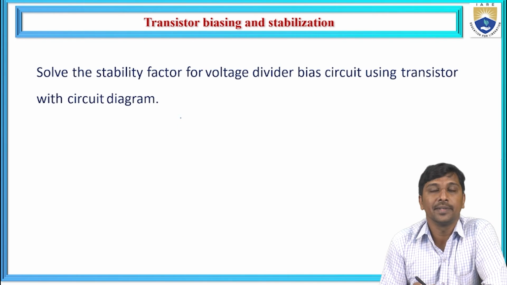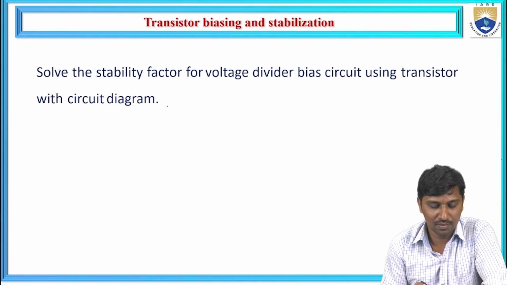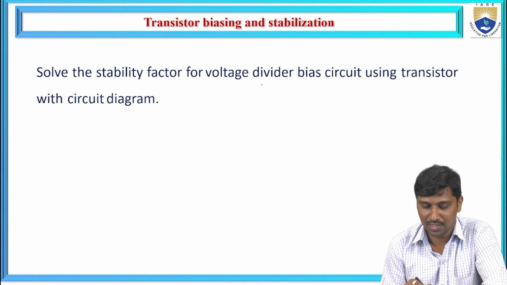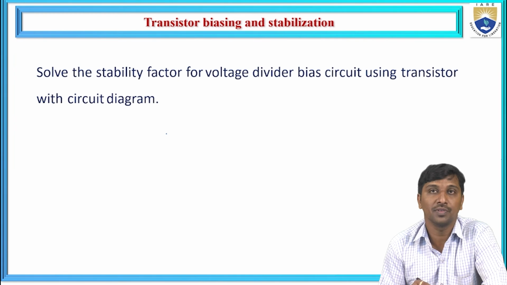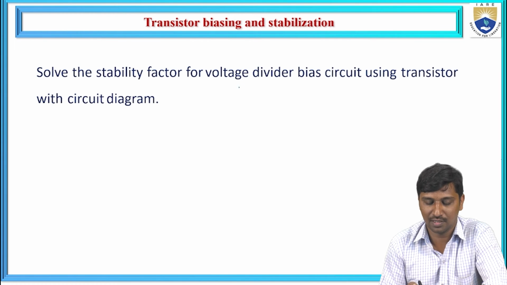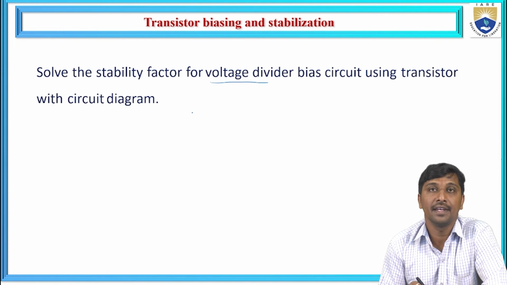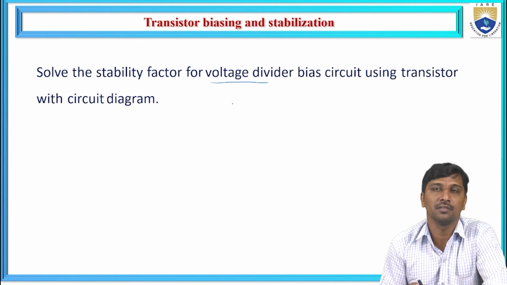Now we will discuss the part B questions, that is, solve theoretical questions. Derive the stability factor for the voltage divider bias circuit using a transistor. For this question, first draw the amplifier, that is the common emitter configuration with a voltage divider circuit. Then identify the stability factor. For that case, you can find out how much base current flows. If you want, you can refer to the voltage divider circuit video session.